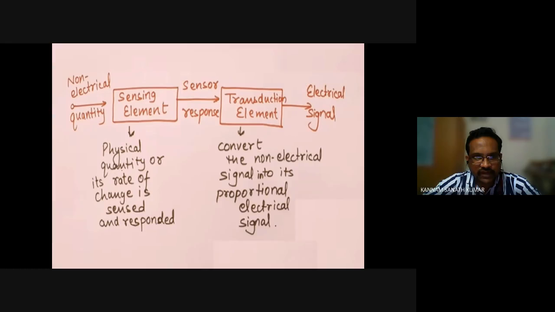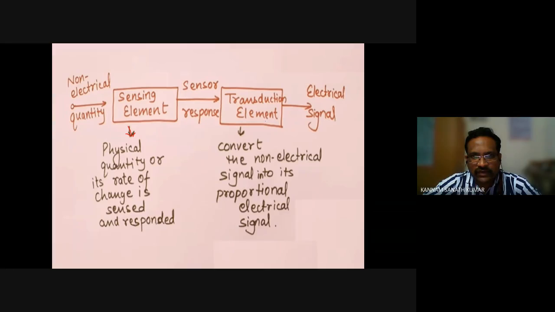This is a physical quantity or rate of change that is sensed or responded to. So whatever the amount of change is, that is given to the sensor, and the output of the sensor is given to the transduction element.